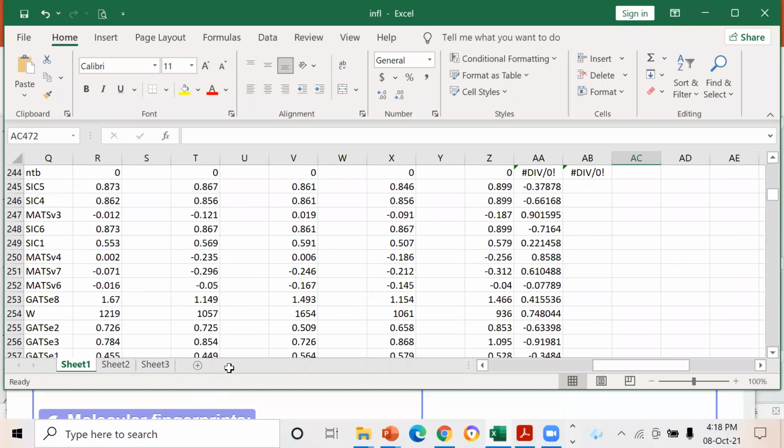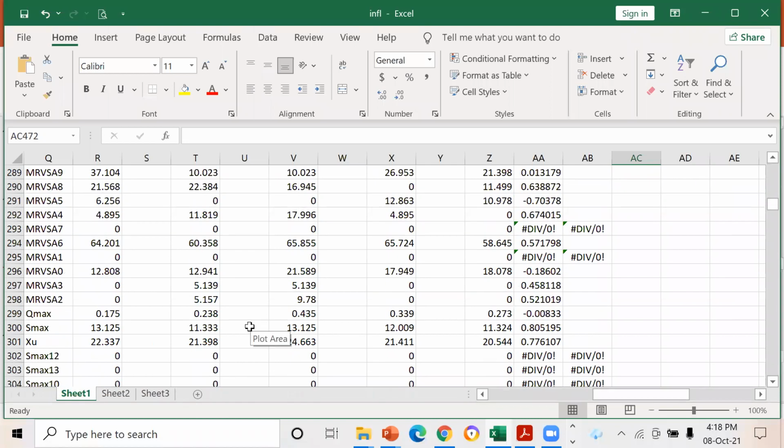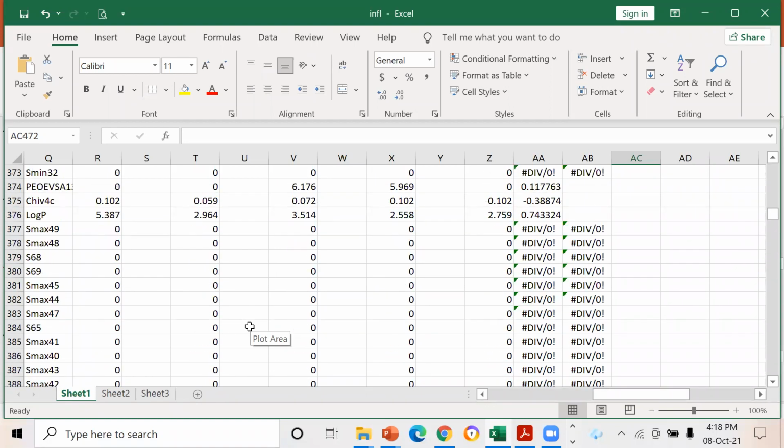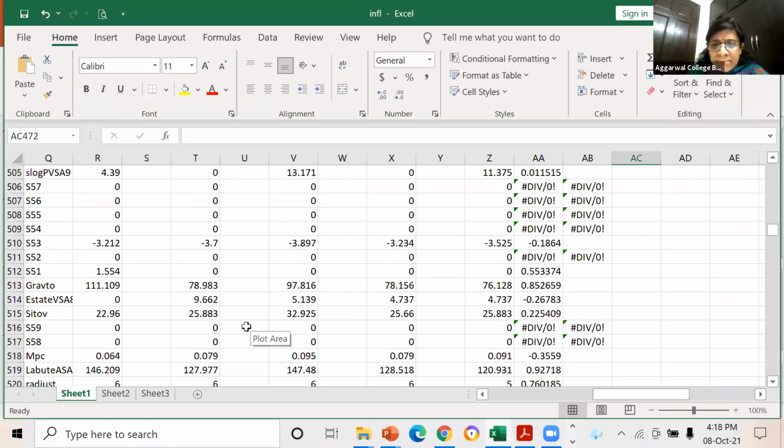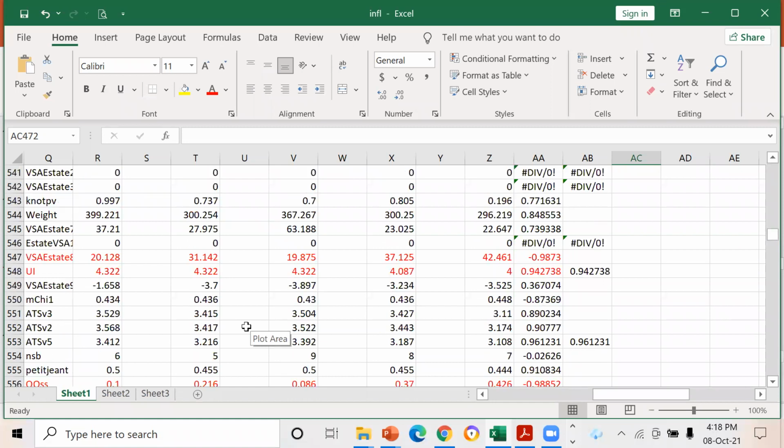Can you see the Excel sheet? Can you all see it? Yes, sir. Yes, so you have to assemble. So it's a lot of work actually. Lot of work.